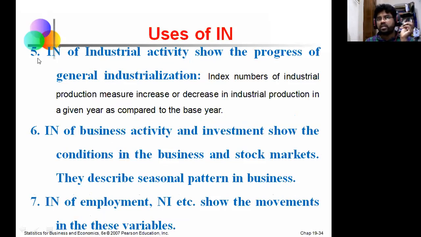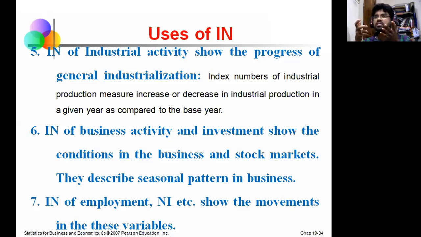If you take the index number of industrial activity, generally we can say IIN, the index of industrial number. The index number of industrial activity shows the progress of general industrialization. When we are constructing the index number of the industries, we'll come to know whether there is any progress or growth of industries, and how much production has taken place from 2010 to 2020 or 2018 to 2020. We'll compare from 2010 to 2020 how much industrial production has taken place, how much production has increased.